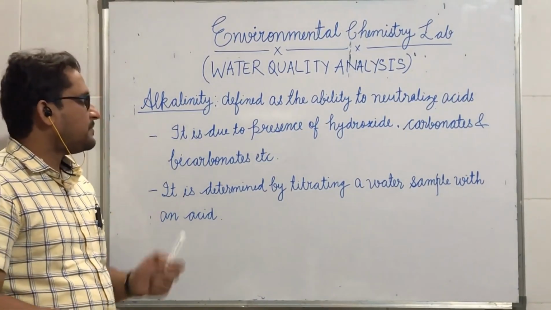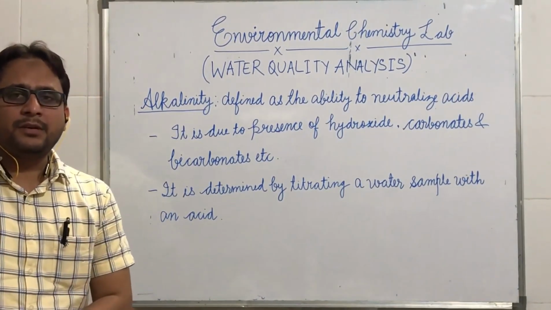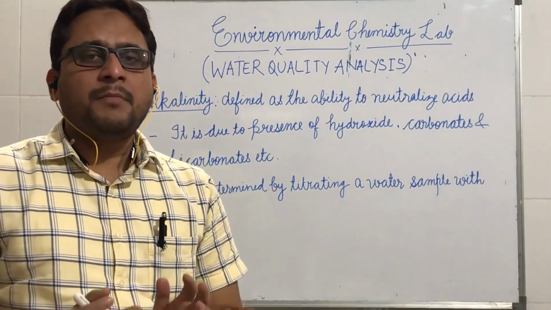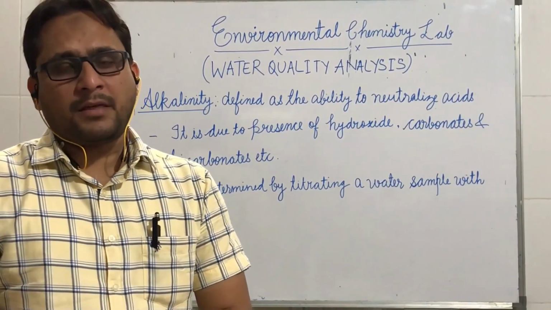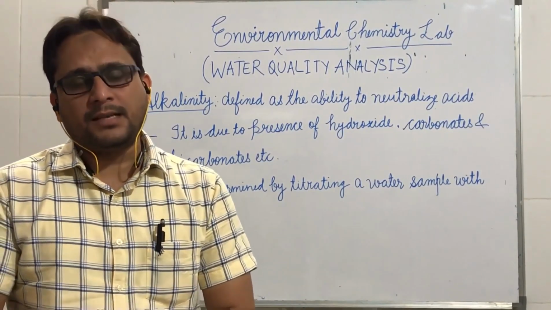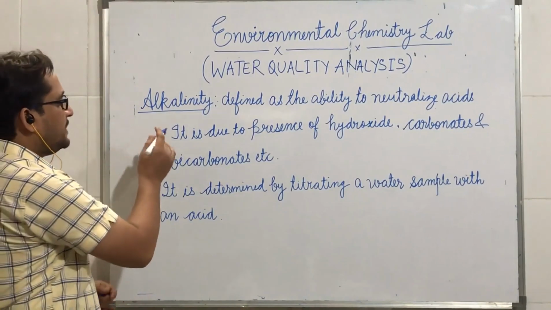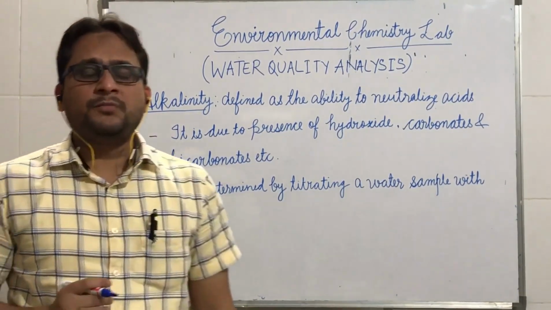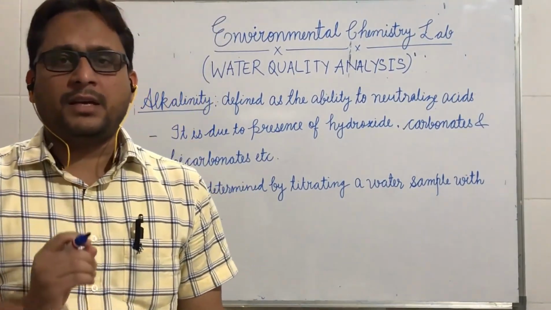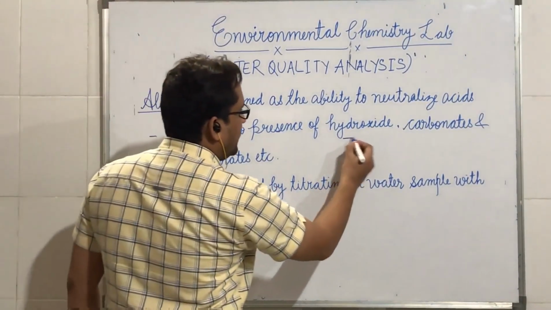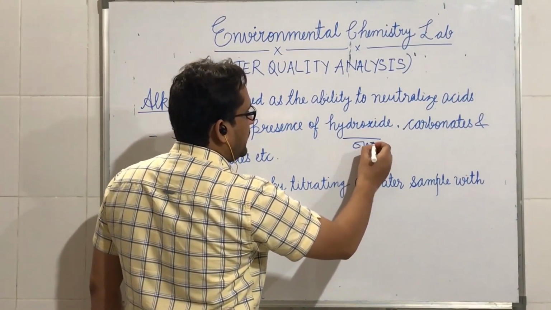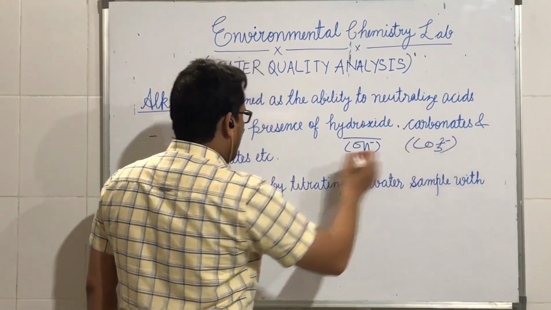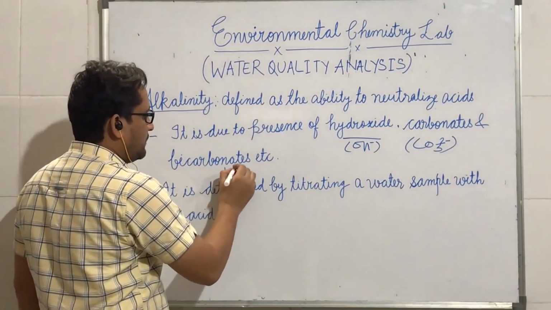So how will you determine the alkalinity of a given sample of water? Alkalinity is basically defined as a measure of the capacity of a given water sample to neutralize acids. It is basically due to the presence of different types of anions such as hydroxide ions, carbonate ions, and bicarbonate ions.